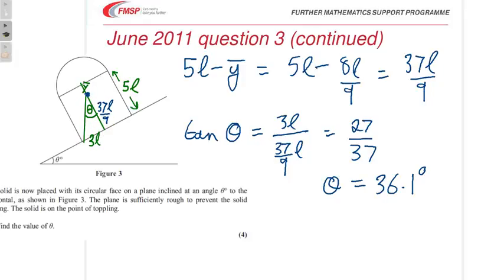Okay, the mark allocation here, a mark for evaluating that distance, and an M1, 4 marks for this, a method mark for working out tan theta from that diagram with a weight going through the corner, and 2 accuracy marks. Like that, M1, A1 and A1. Okay, that was question number 3 done.